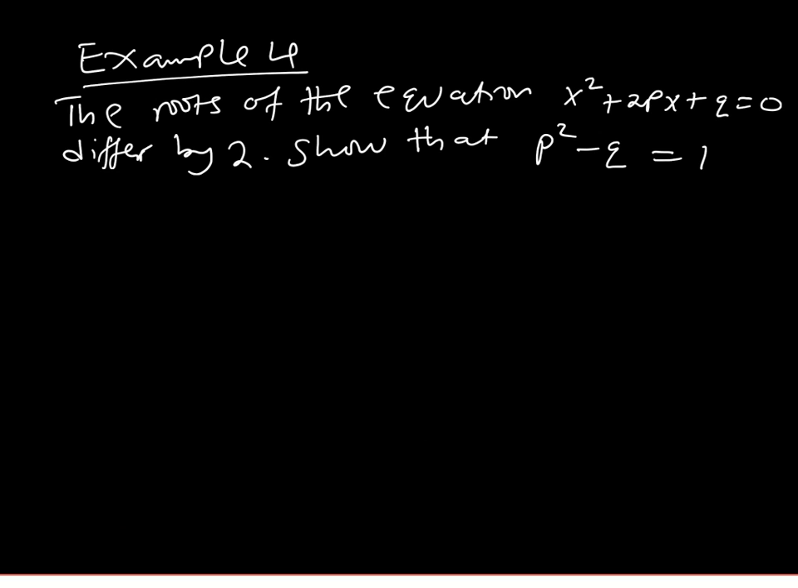Okay, let us look at this example 4. I think it's going to be our last example here because we have seen so many examples. They have given us a quadratic equation, x squared plus 2px plus q equals to 0. And they are saying that the roots of that equation differ by 2. Now, how do we go about this? Let's look at the solution.